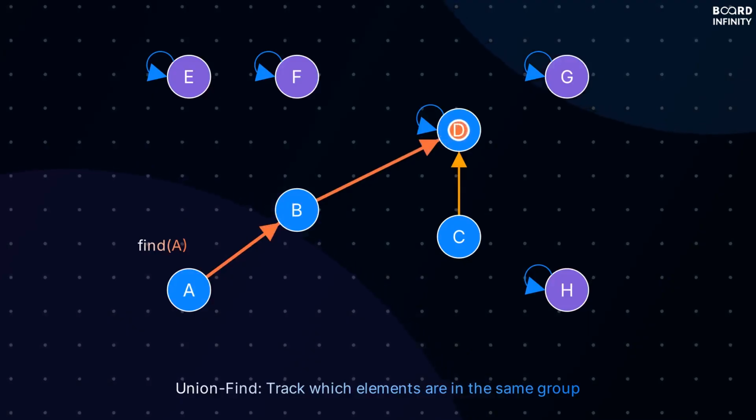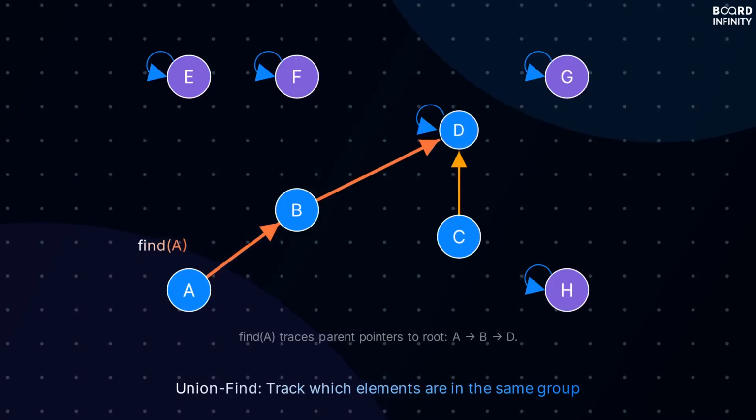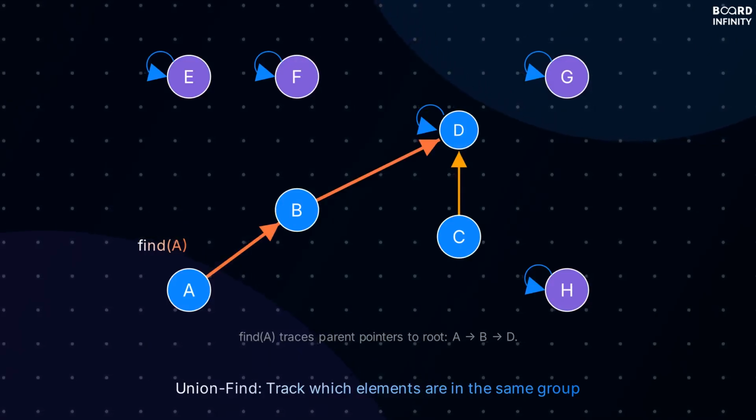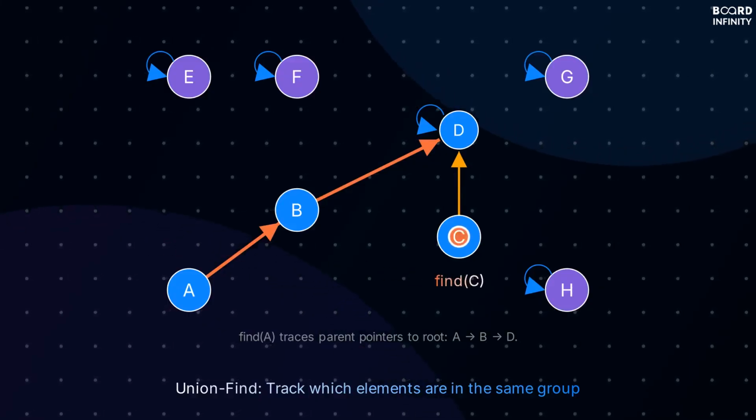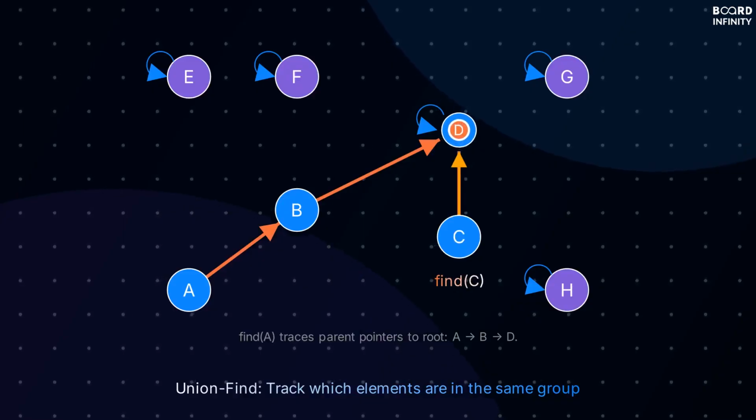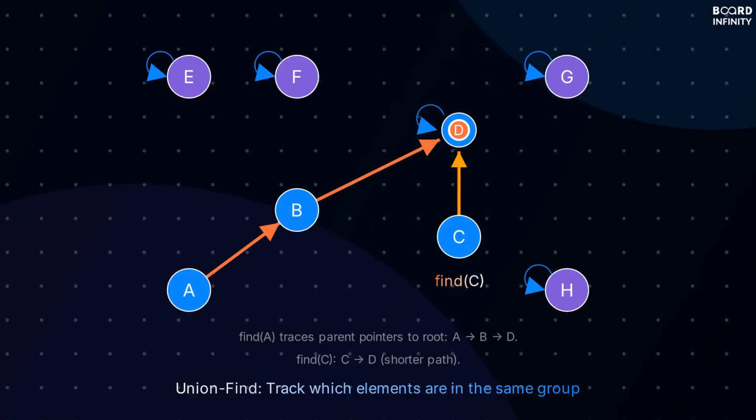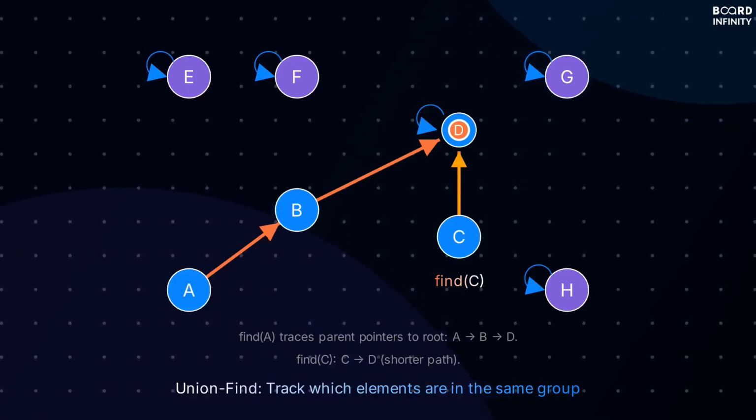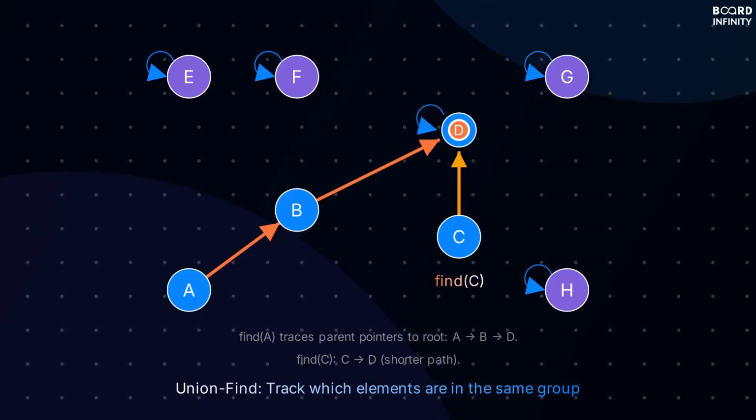To find an element's representative, we trace its parent pointers until we reach a node that points to itself. This process is called a find operation. Notice that the path length to the representative can vary. For example, finding the representative for C involves a shorter path directly to D. This shows how traversal depth can differ for different elements.